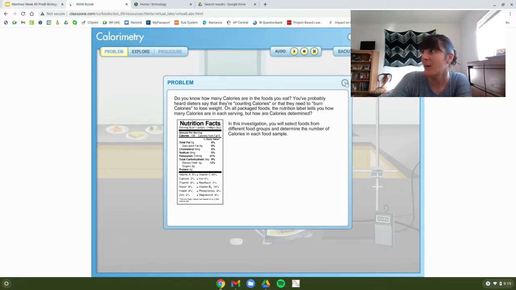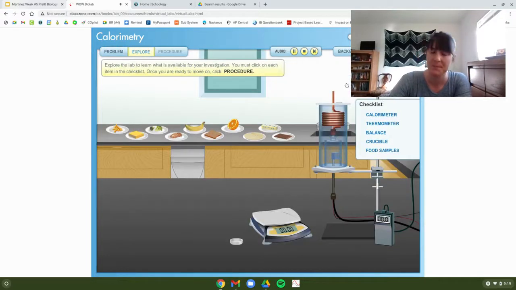All right, so now we know what we're going to be doing in this. Let's figure it out. Explore the lab to learn what is available for your investigation. You must click on each item in the checklist. Once you are ready to move on, click Procedure.